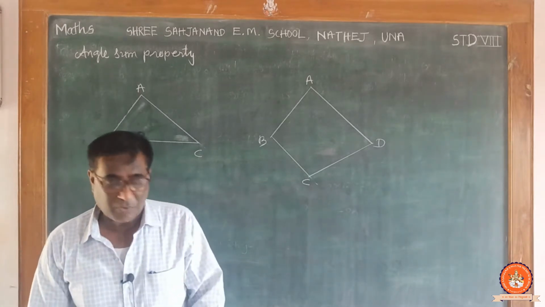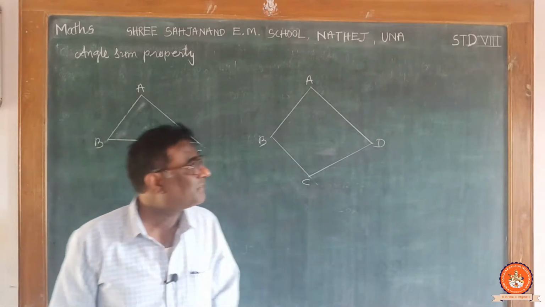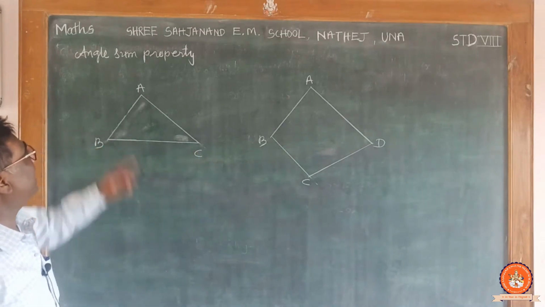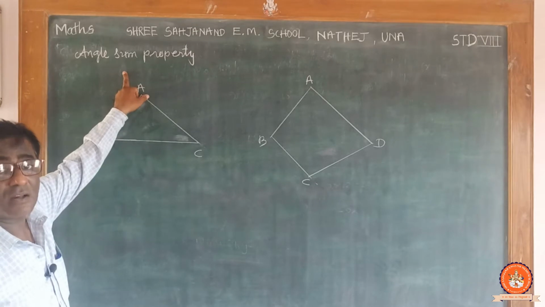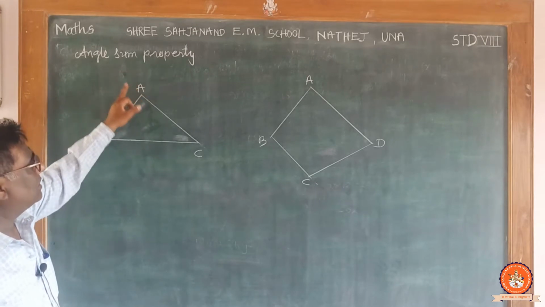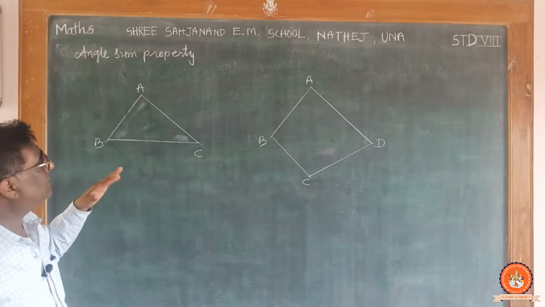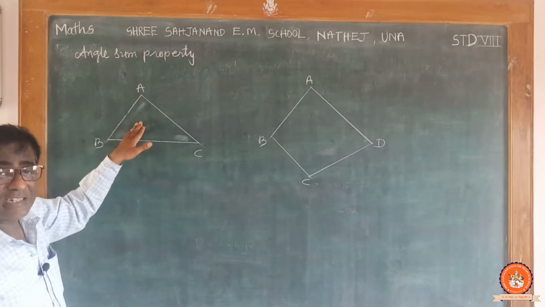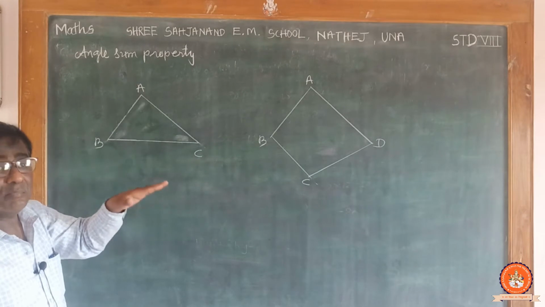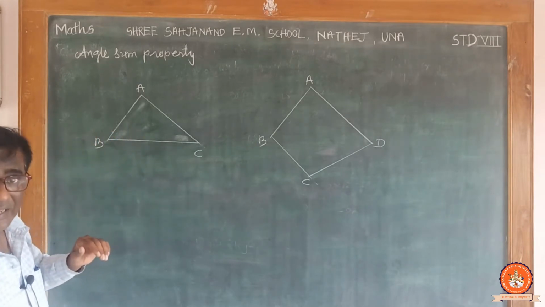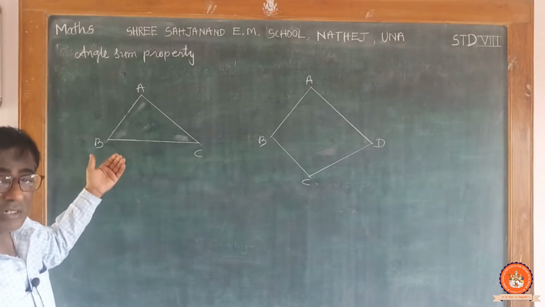Welcome to one more session of Maths Standard 8, and we are discussing angle sum property for polygons. Now you know what angle sum property is. In the case of a triangle, it is the sum of the measures of all three angles of the triangle. Okay, it is the angle sum property for a triangle.